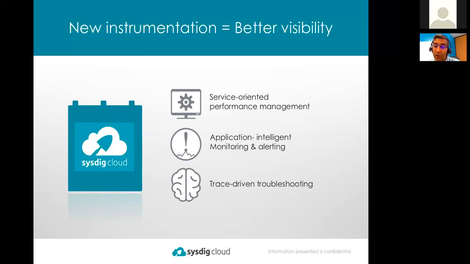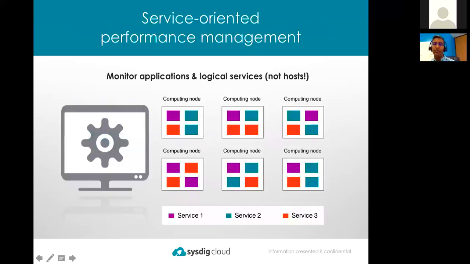Application intelligent monitoring and alerting. So not just monitoring your infrastructure, but monitoring the application that's running on top of it with application-specific metrics that we can automatically pull. And finally, trace-driven troubleshooting. Most monitoring tools give you a nice graph and can alert when that number looks like it's off, but they're not particularly good at letting you dive deep into your environment to see what's actually happening. We've changed that around. Let's start with the first one, service-oriented performance management.